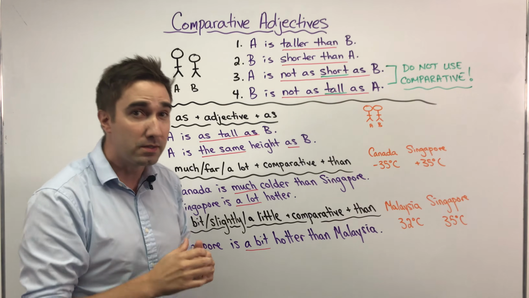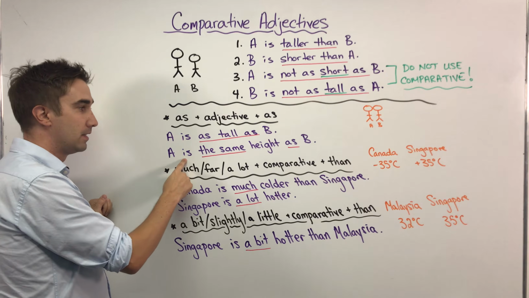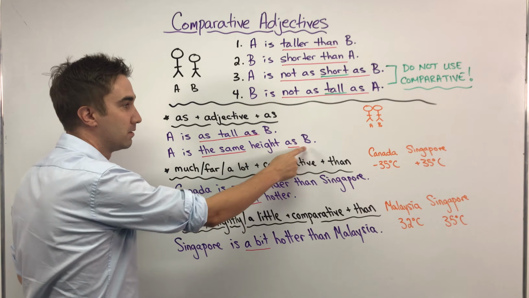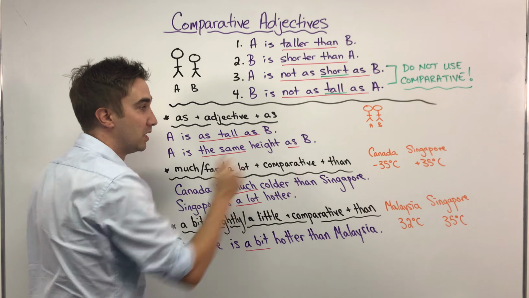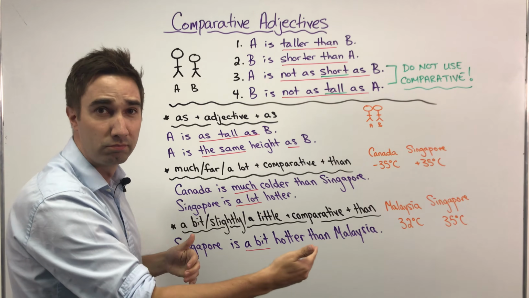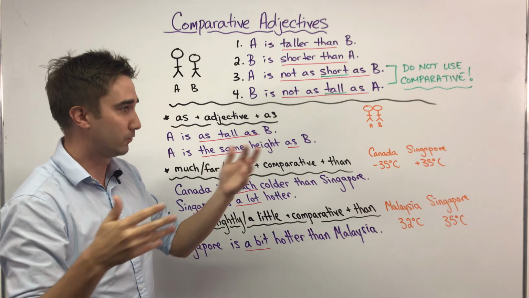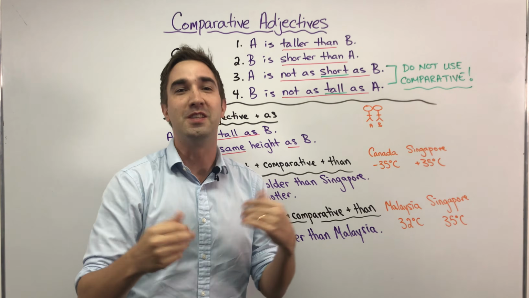And just a little bonus sentence, A is the same height as B. So we can say the same plus a noun as B. The same temperature. I can't talk about that now, but we can use the same temperature.